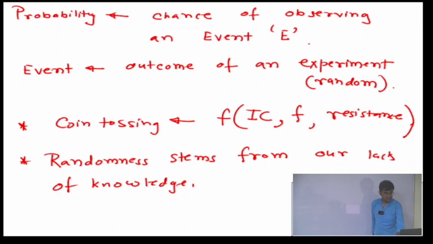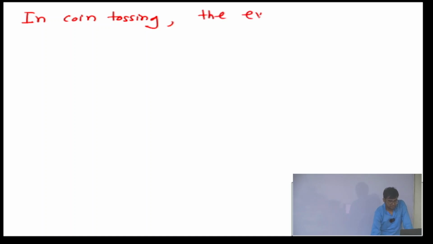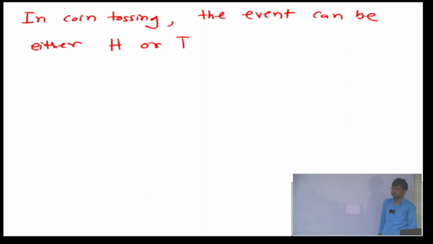Okay. So now we talked about the probability definition, all of you know about it. We talked about event. Okay. So in a coin tossing example, the event is head and tail. In coin tossing, the event can be either head or tail. Okay.